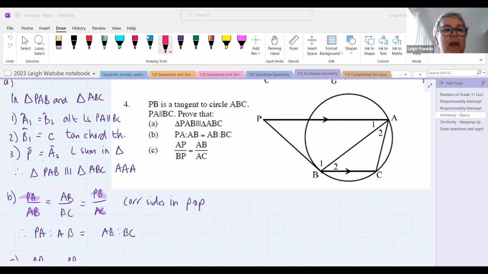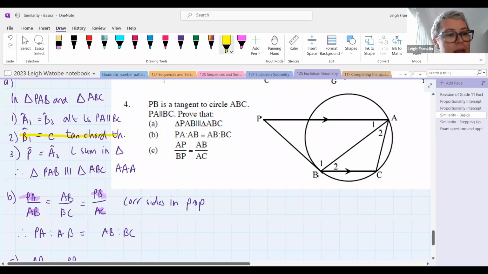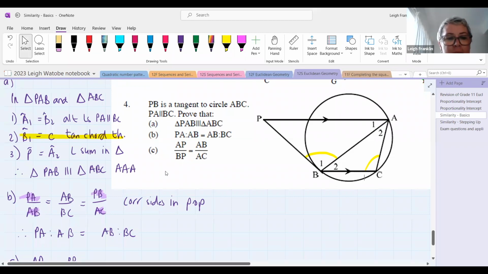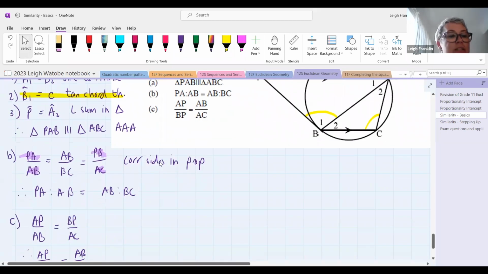So that was something that we haven't seen before. That was the trick to nail with this one: angle B1 was equal to angle C. So the angle between the tangent and the chord is equal to the angle in the alternate segment. That's what the tan chord theorem is. And then, of course, P equals A2 because of the angles of a triangle, concluding that they are similar, writing AAA, then putting the corresponding sides into proportion.